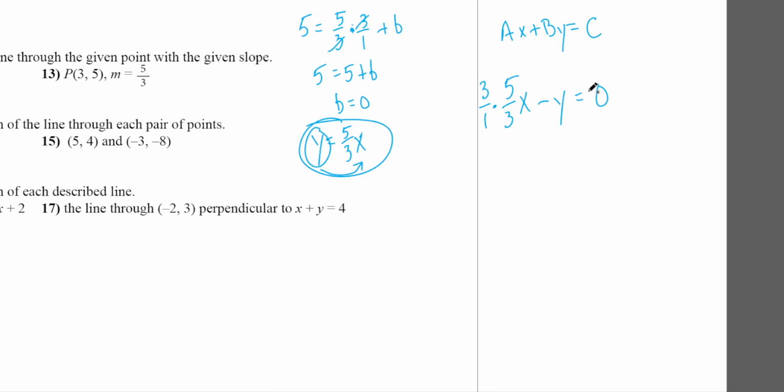Now I got to do that to everything. Not just this on the right side, but I also have to multiply what? This by 3 and this by 3. Now technically that's going to be a 0, but you still multiplied it by 3. So look what happens now. The 3's cancel. What am I left with? 5x minus 3y equals what? 0, and that is in standard form.